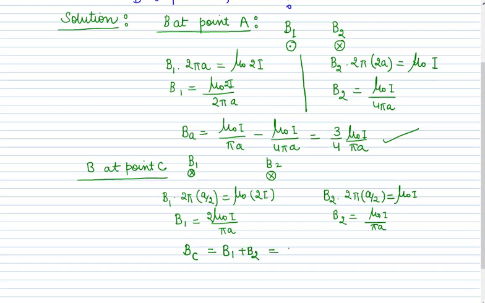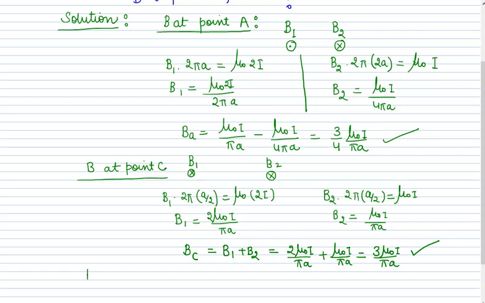So this is 2 mu naught I upon pi A plus mu naught I upon pi A. So 2 plus 1 makes it 3. So this will be equal to 3 mu naught I upon pi A, and this is the resultant field at point C. And we have calculated it very easily using Ampere's circuital law. So go to the laws, remember the formulas, and that will help you a lot in doing your numericals.